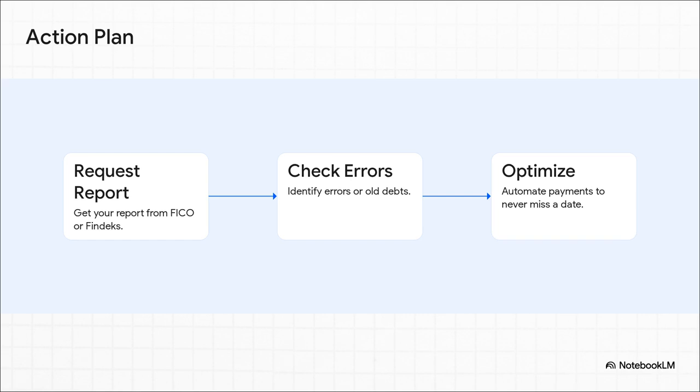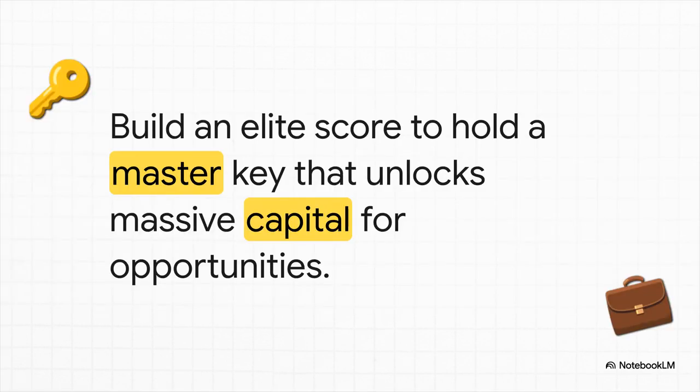Now, why go through all this effort? Well, it all goes back to day 84. You don't build an elite credit score just so you can get a higher limit to buy a bigger TV. You build it so that you hold a master key. Exactly. When that perfect market opportunity actually arrives, a real estate deal, a massive business acquisition, whatever it is, an elite credit score is exactly what unlocks the capital and the good debt required to actually seize it.